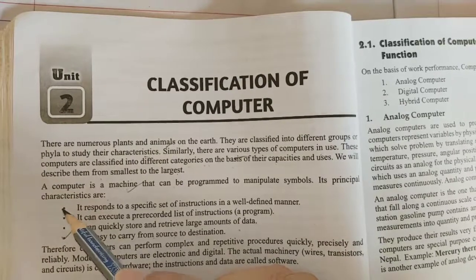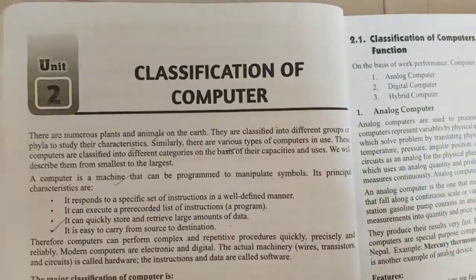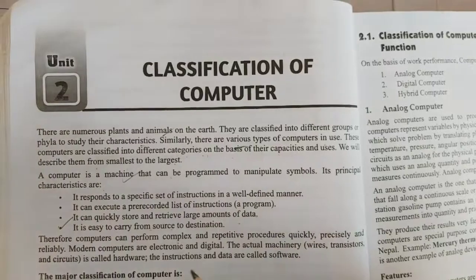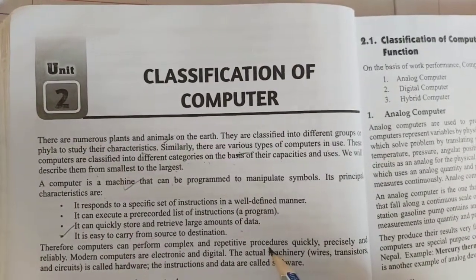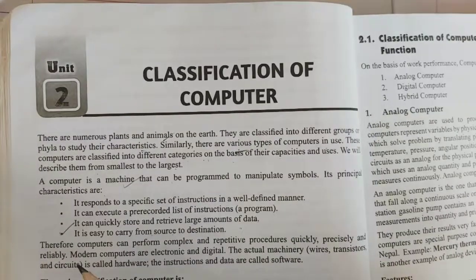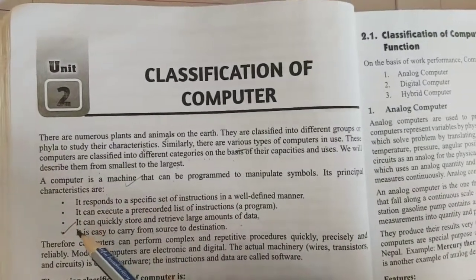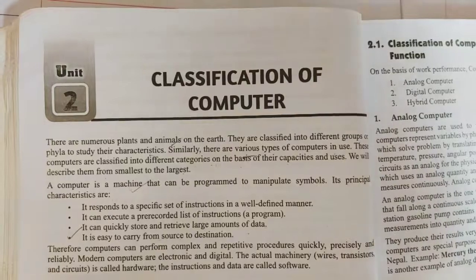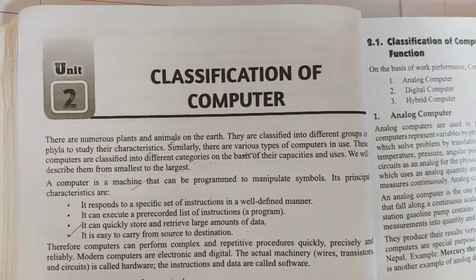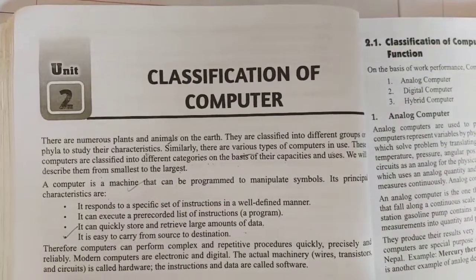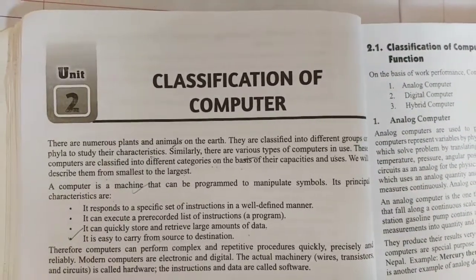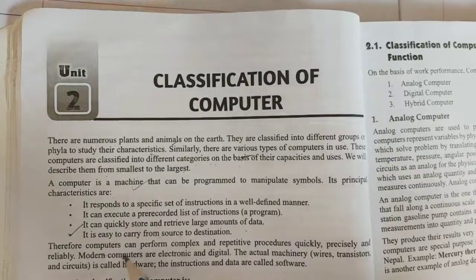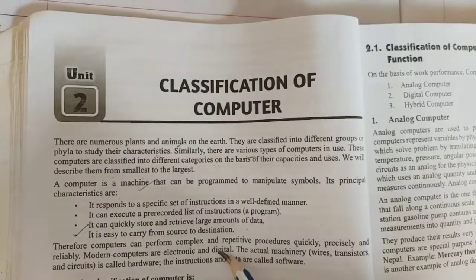A simple four characteristics are written here. You can write it down. Therefore, computers can perform complex and repetitive procedures quickly, precisely, and reliably. Because of these characteristics, they can solve complex problems, and they can do repetitive work again and again without being tired, etc. And modern computers are electronic and digital.